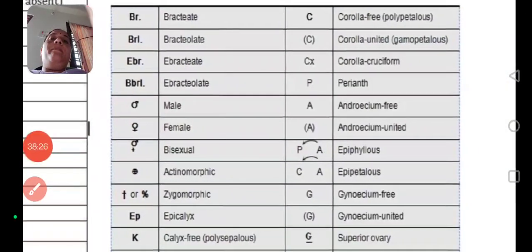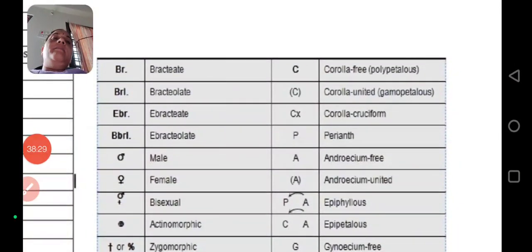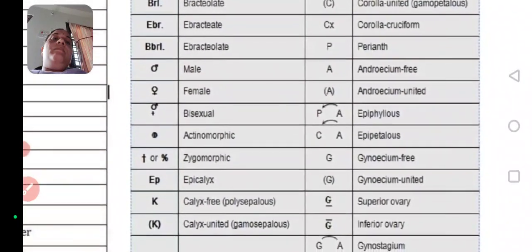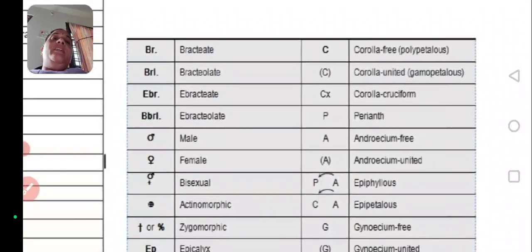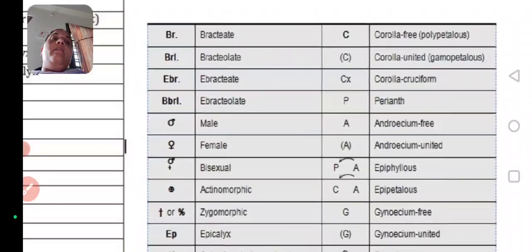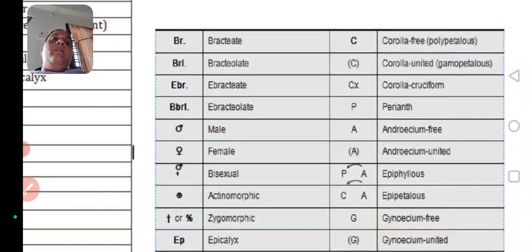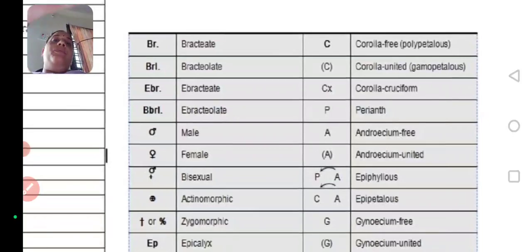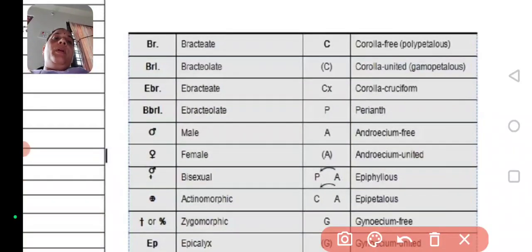Next one is bracteate. Bracteate means BR, bracteolate means BRL, ebracteate means EBR, ebracteolate means EBRL. This is a male flower, female flower. So you write like this. Next, actinomorphic, zygomorphic.